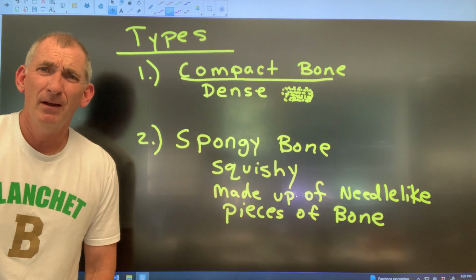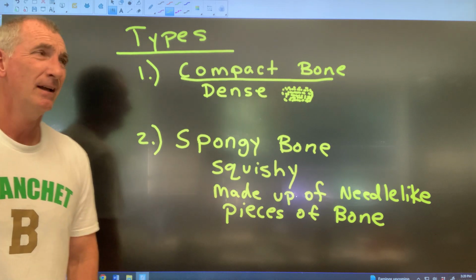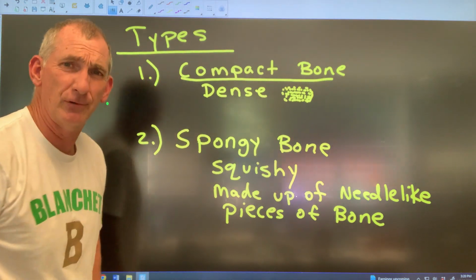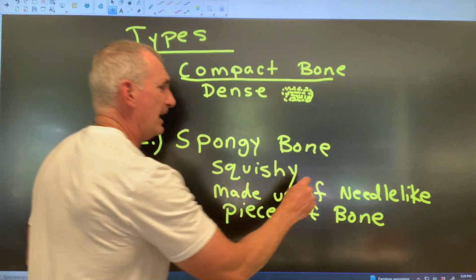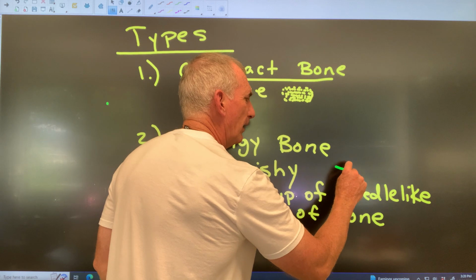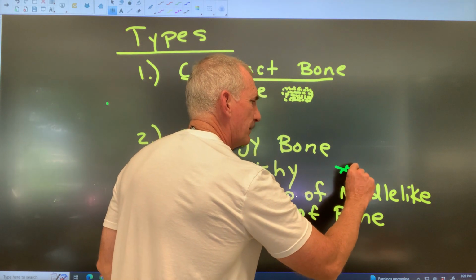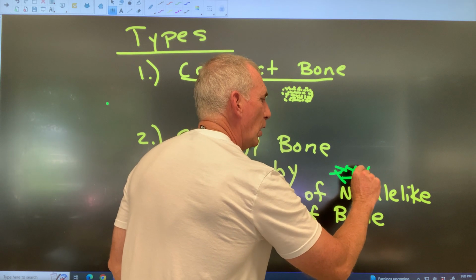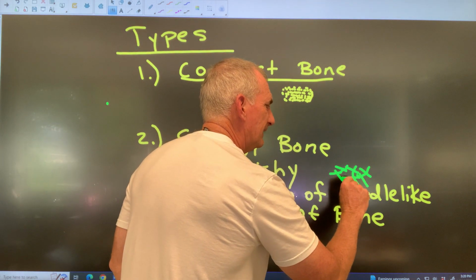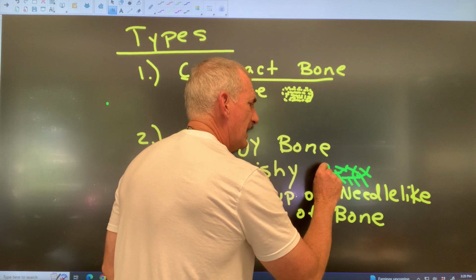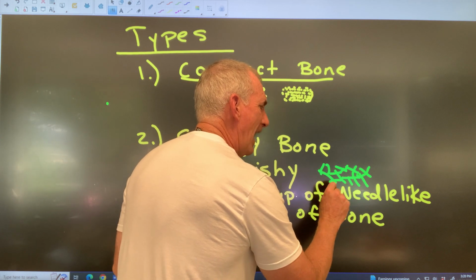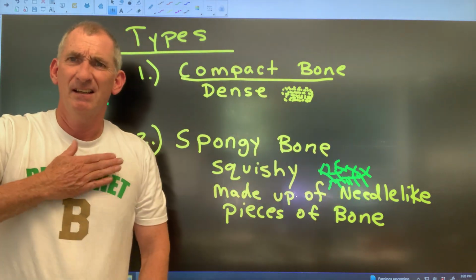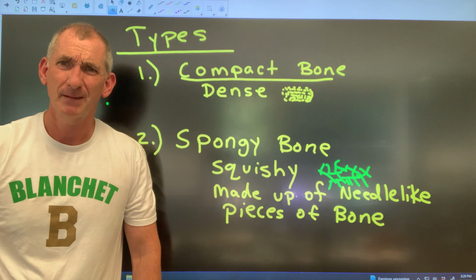And Molly, for the picture people now, I'm getting too much yellow up here. I've got to go rave green. See, I'm saying it's made up of these little needles, and these little needle pieces of bone are woven together. Because they're woven together, it's not dense, it's not compact, and by having these little needle-like pieces here, it makes it kind of squishy. You follow me, sister? Okay.